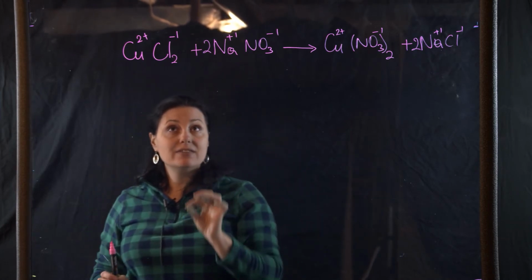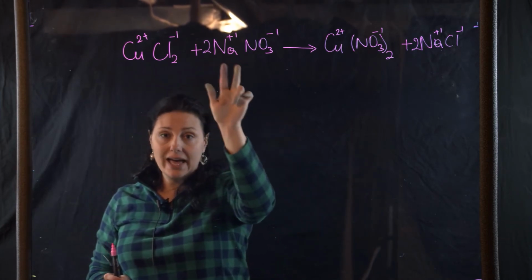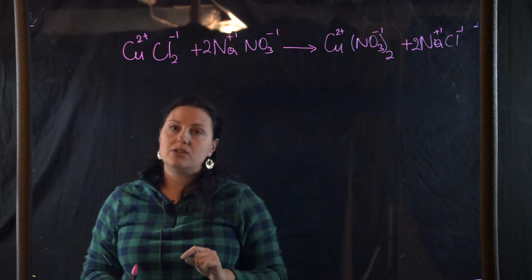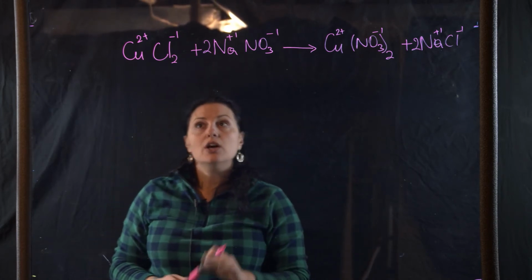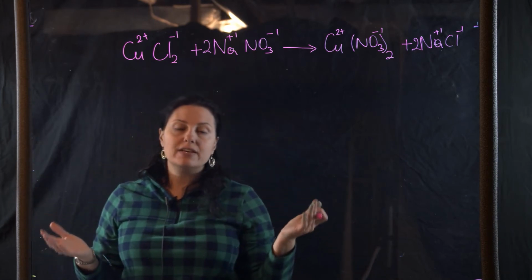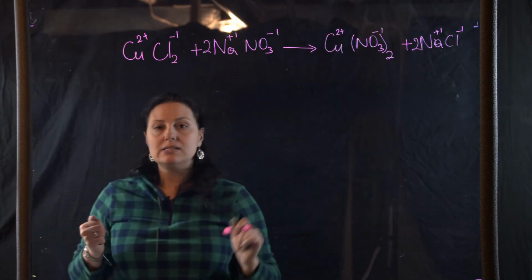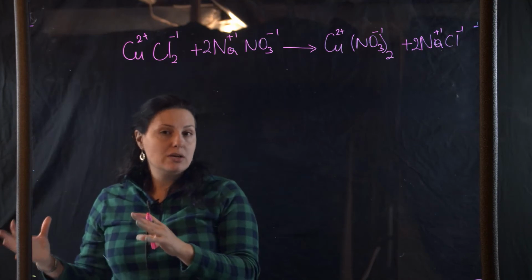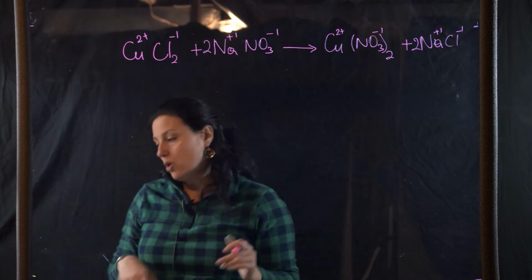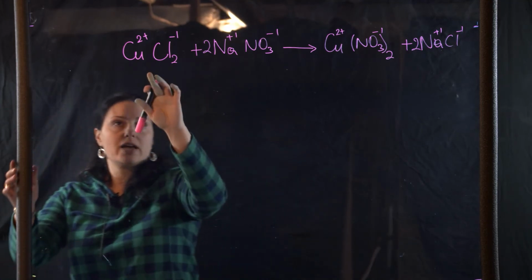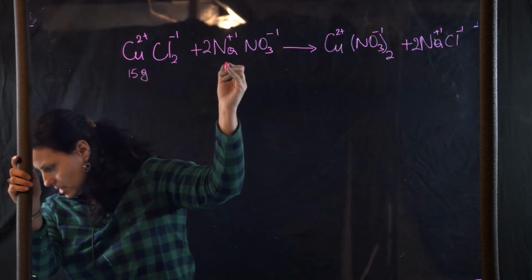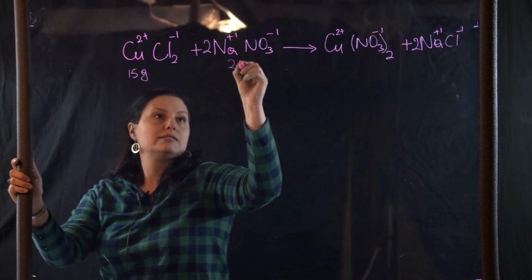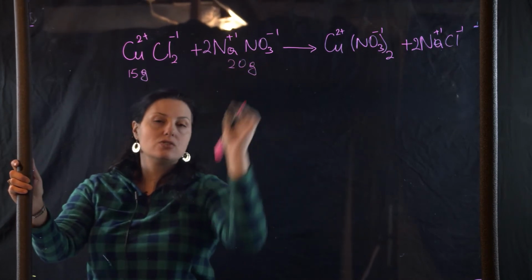When you are given amounts in grams for each reactant, you know that it's a limiting reagent type of problem. One of them will run out first. So let's do the obvious. The first step after we balance is to convert any amounts that we are given in grams to moles. So I'm given 15 grams of copper(II) chloride and 20 grams of sodium nitrate. So the first thing is to convert those to moles.